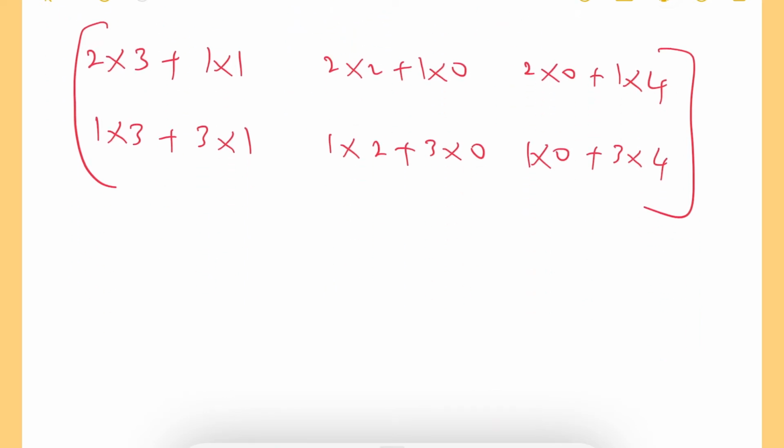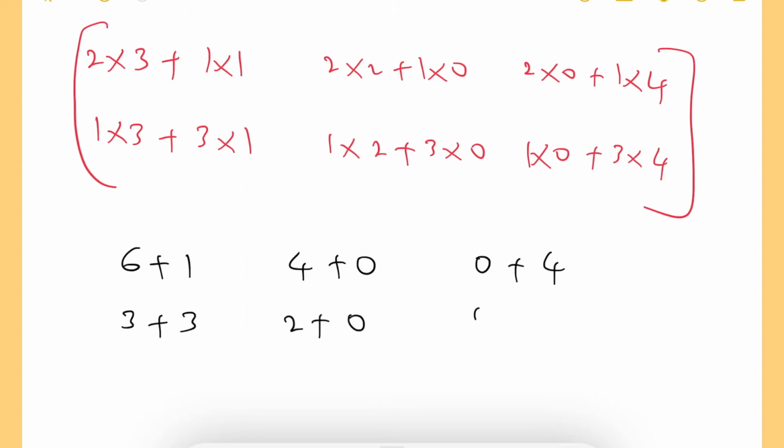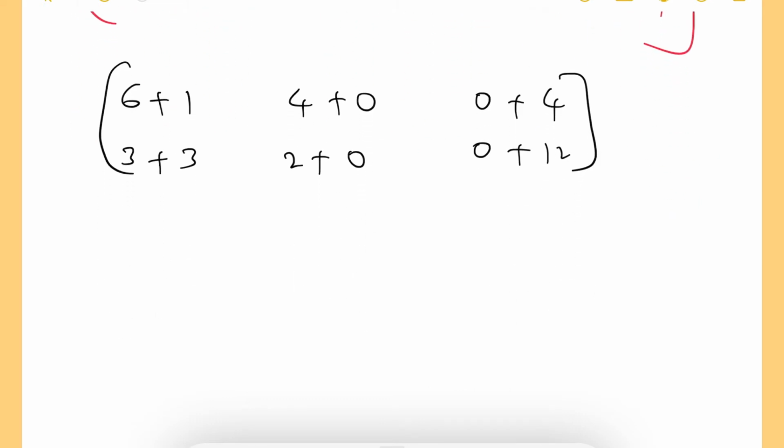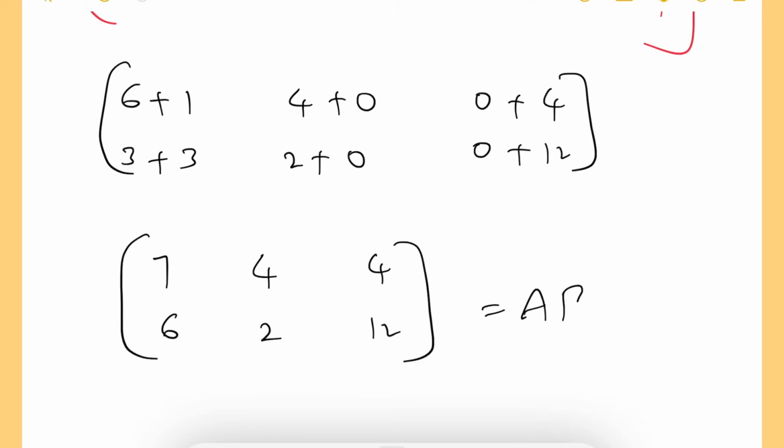Two threes are 6 plus 1 ones are 1. 2 twos are 4 plus 1 0 0. 2 0 0 plus 1 fours are 4. 1 threes are 3 plus 3 ones are 3. 1 twos are 2 plus 3 0 0. 1 0 0 plus 3 fours are 12. If you add this finally, 6 plus 1 is 7, 4 plus 0 is 4, 0 plus 4 is 4, 3 plus 3 is 6, 2 plus 0 is 2, 0 plus 12 is 12. So this is the value of AB.